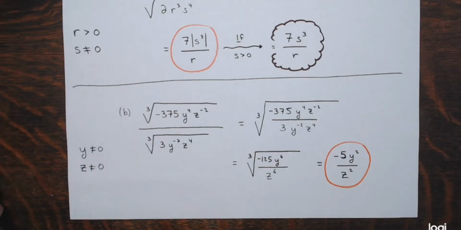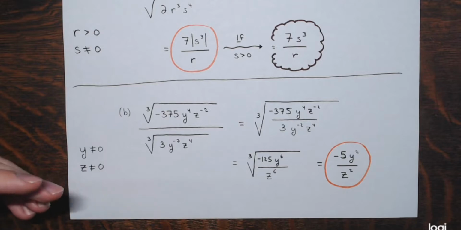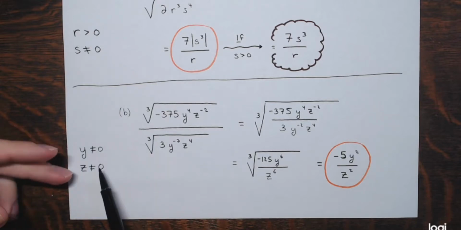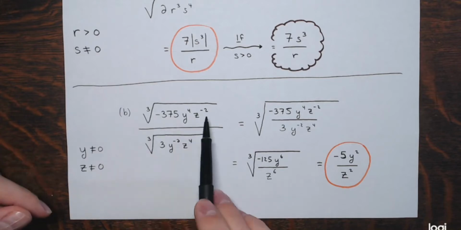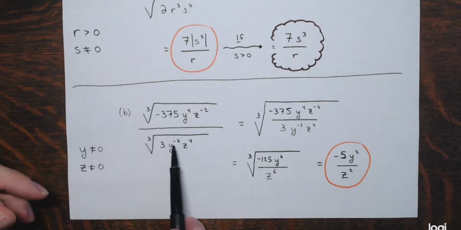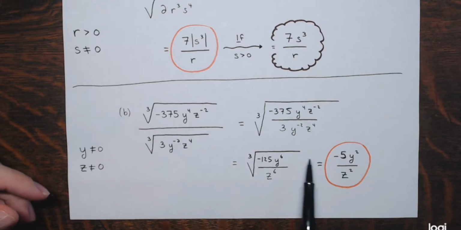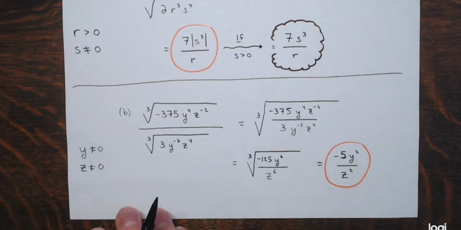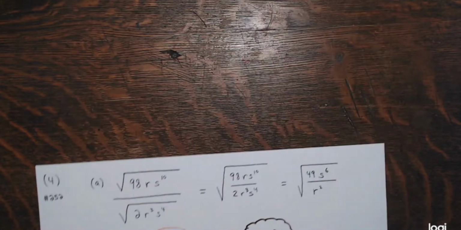And again, if you'd like to check this out, test it out, replace y with some non-zero number, replace z with some other non-zero number, and plug them in. And you'll see that the value of the original expression is indeed going to be the value of the final one. All right. Great. All right, so let's do that again.